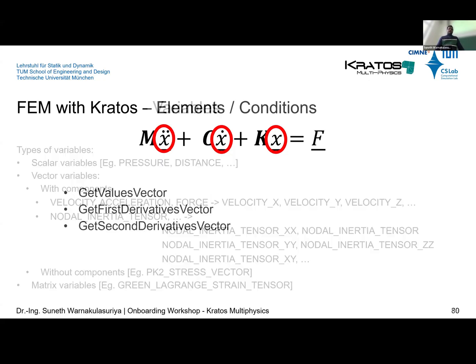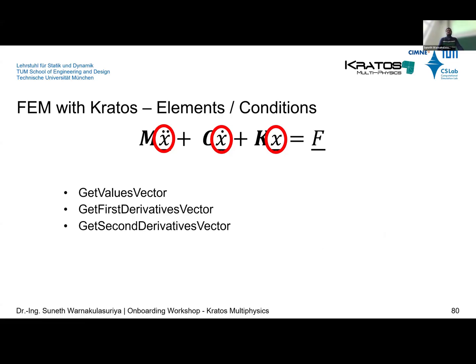Then you have elements and conditions. Elements and conditions are only working on the local level. They don't know anything about the global system matrix. Whenever you develop your own element, you just have to think in the local: how would you do your PDE for one element? That's all you have to think in Kratos. The rest is automatically handled. If you do it correctly for one element in your local space, that's it. That's how Kratos is designed.